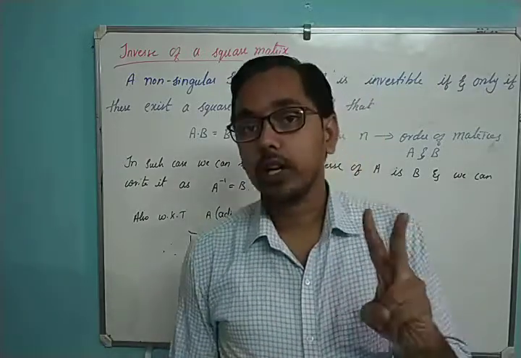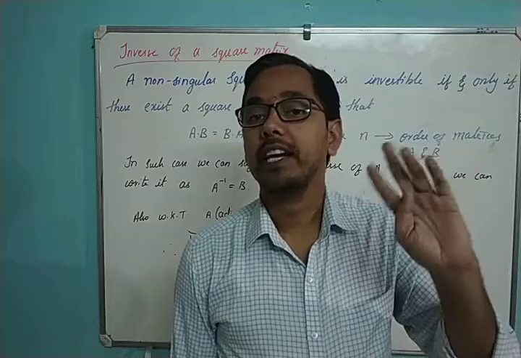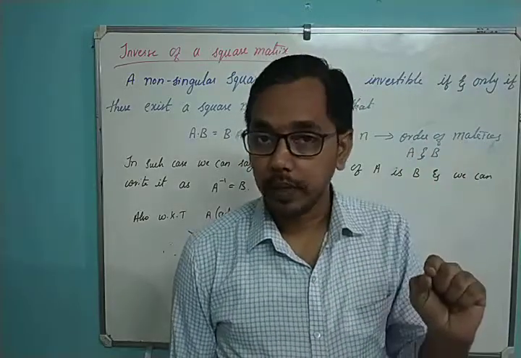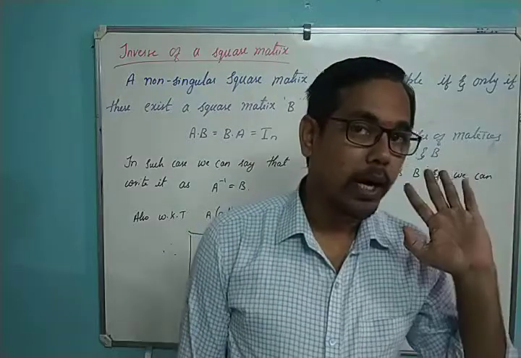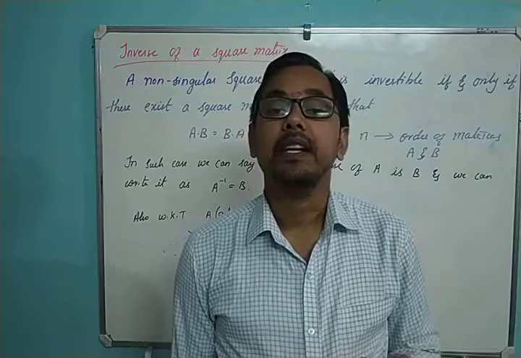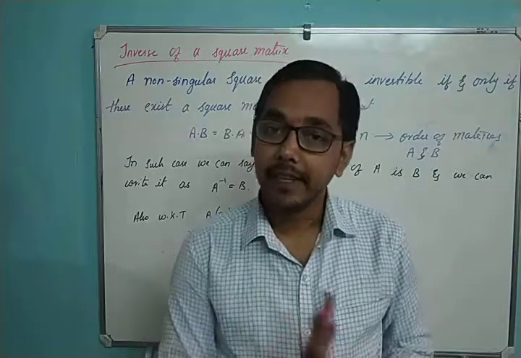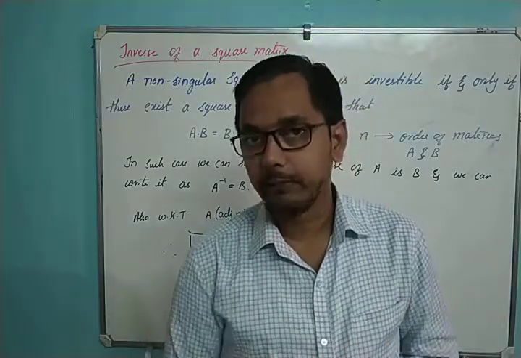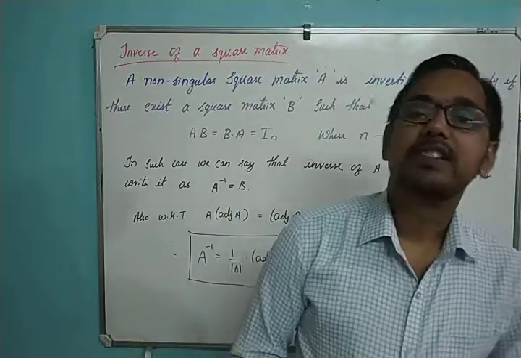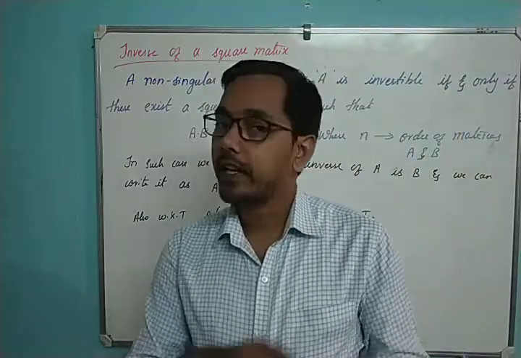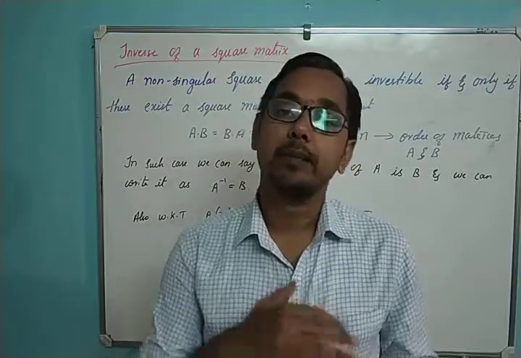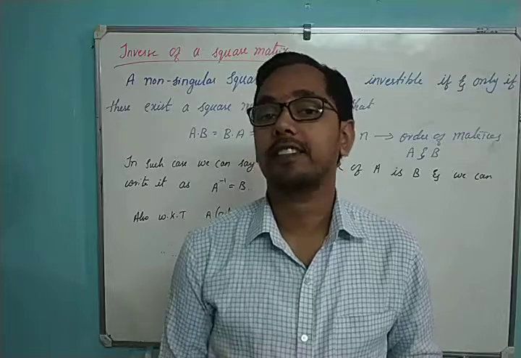So if these two conditions are satisfied, first, A and B matrices should be of the same order, then A into B should be equal to B into A, and that should be equal to I, the identity matrix of the same order as A and B, then we can say that A has an inverse, or there exists an inverse for matrix A. Then that matrix B itself will be the inverse of A. I can say that B is the inverse of A, or A inverse is equal to B.